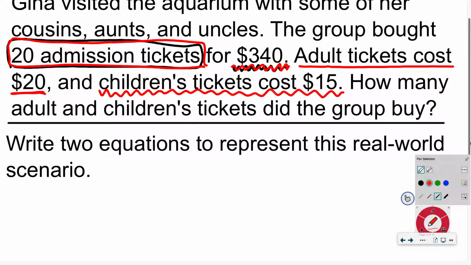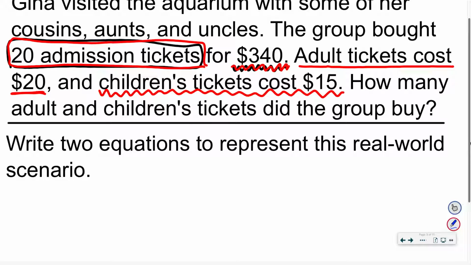So can we create equations that represent this? Well, based on the information that we're given, we want 2 that are related but not identical. Because that's really what a system is. 2 equations that are related. So let's start with 1. Based on this information, could you put together an equation that represents any part of Gina's visit to the aquarium? Y equals 20x plus 15x.